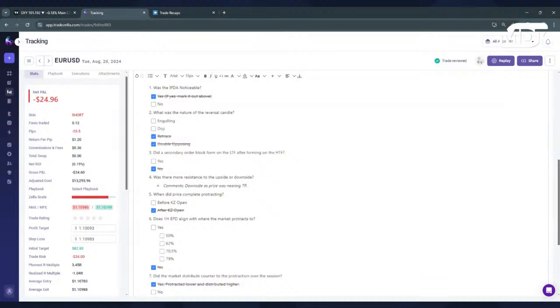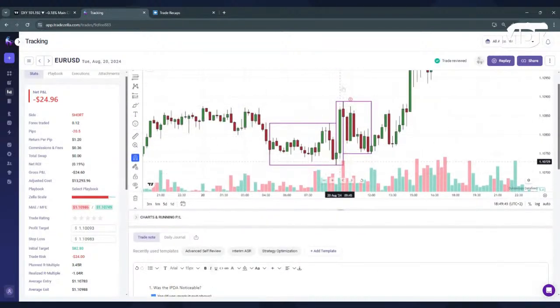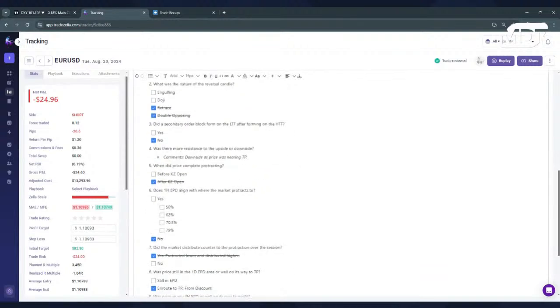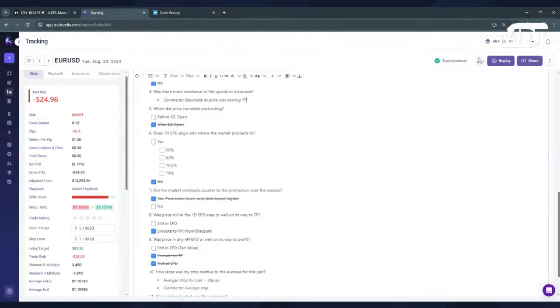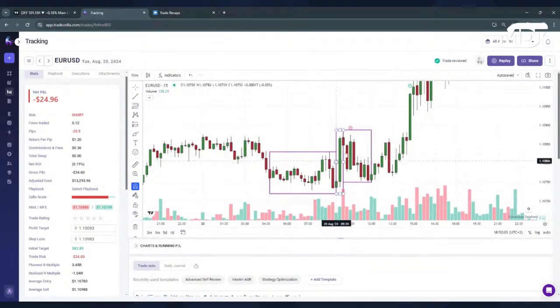And then when did price complete protracting? After the close on open, after all this mess that you guys can see there. Did the 1 hour align with where the market's protracted to? No. Did the markets distribute counter to the protraction over the session? I said yes. I said protracted lower and then distributed higher. That was just because the last sweep of liquidity was technically to the downside. So taking this as the true sweep of time-based liquidity before we then expanded higher and then reversed and continued to the upside.